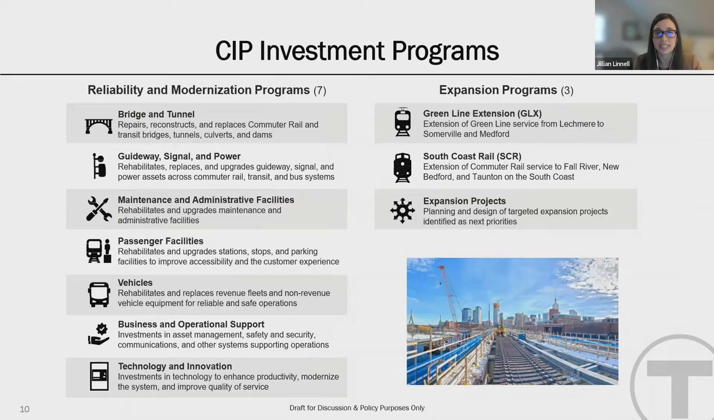The MBTA CIP is often referred to as a priority-driven investment strategy, and it is aligned with the priorities and program structure that is consistent across MassDOT and all MassDOT divisions. The 23 to 27 CIP includes 2 overarching priorities. First is the reliability and modernization of the transit system, and secondly is the expansion of the transportation network to increase capacity and multimodal options. The next level of organization, below these priorities, are programs. The CIP includes 10 investment programs, which are sized annually based on agency priorities and available resources. Programs under the reliability and modernization priority are largely asset-based, and the programs under the expansion priority fund the planning, design, and construction of key expansion projects, including South Coast Rail and GLX.